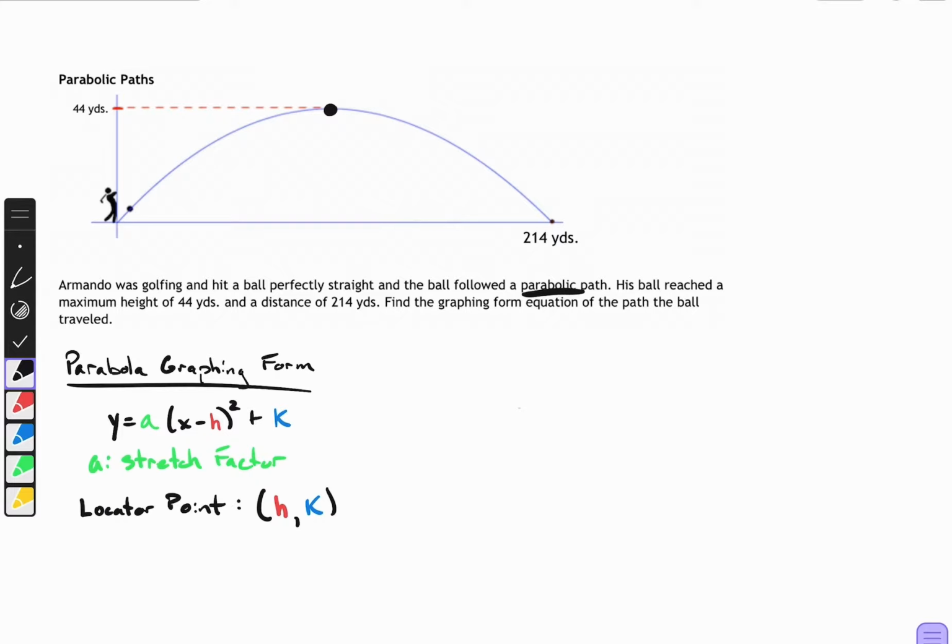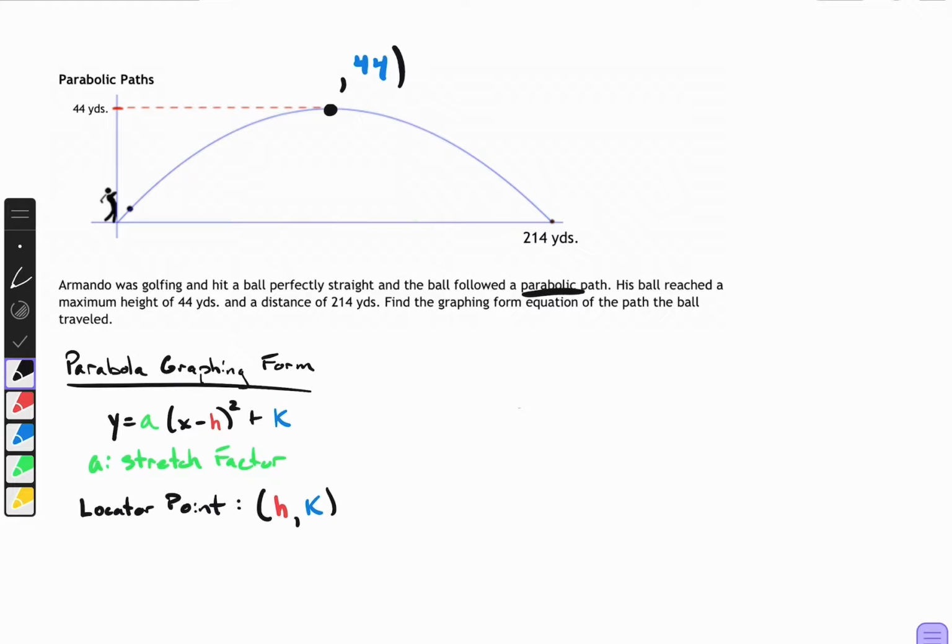Of course, the vertex is either the top or the bottom of the parabola. Depending upon the word problem, you might be at the bottom or something like that. And the other information we have is going to help us figure out what the H and the K are. So first of all, we know that the height of this is 44 yards. So right there, we're able to know that the K value, or the Y value of the vertex, is 44.